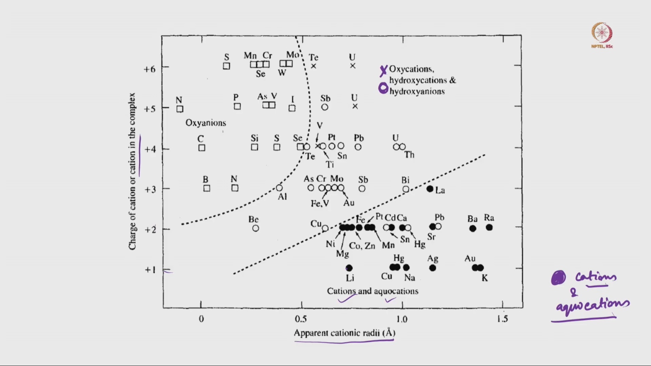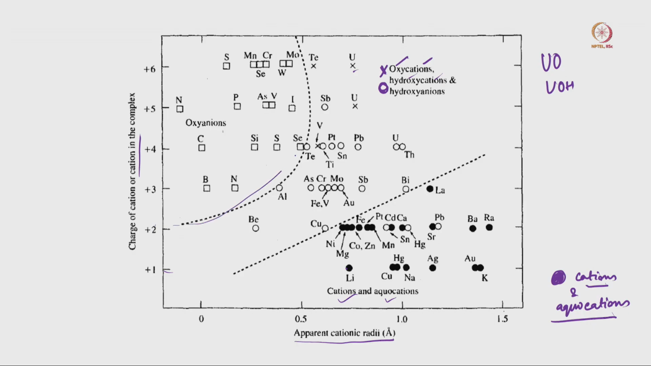Then beyond this, they will exist as oxycations or hydroxycations, so either as UO or UOH, for example, of uranium. Uranium exists in the +6 state and also in the +5 state, and if it exists in the +5 state, then it is in a transient state. So this is the stability.